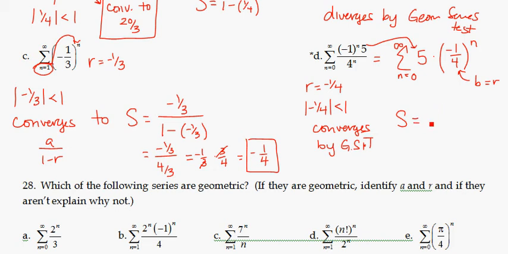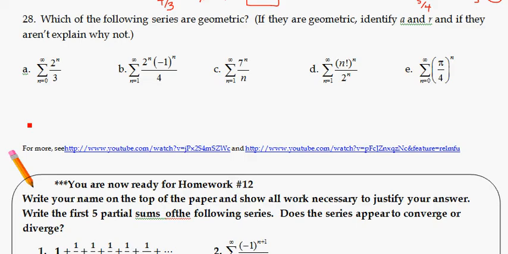And so what does it converge to? It converges to, in the denominator is going to be 1 minus r, so 1 minus negative 1/4. And the first term is whatever we get when we plug this lower index value in for n. 5 times negative 1/4 to the 0, that's actually just going to give me 5. So my sum is 5 over 1 plus 1/4, so that's 5/4, which is 5 times 4/5, or 4.